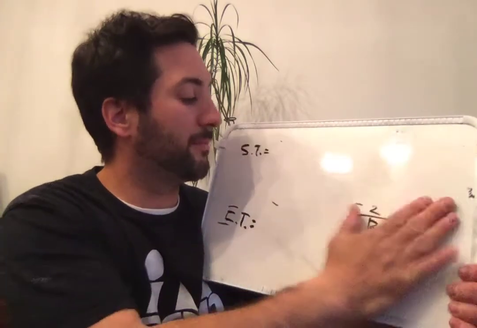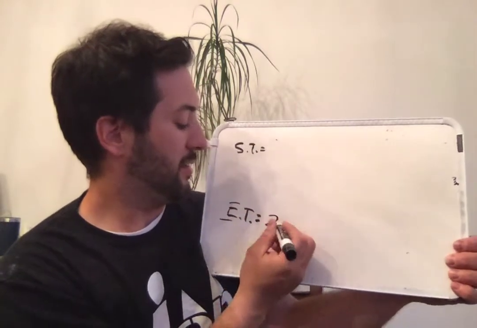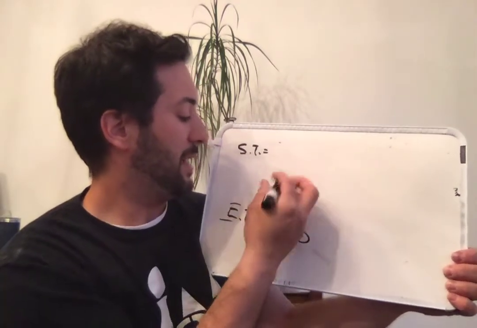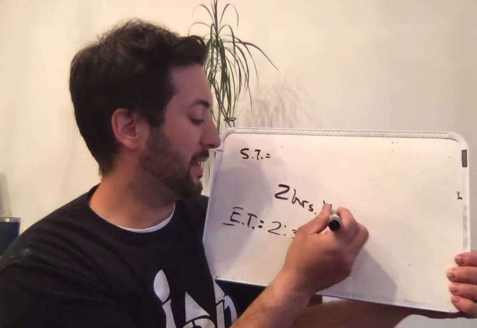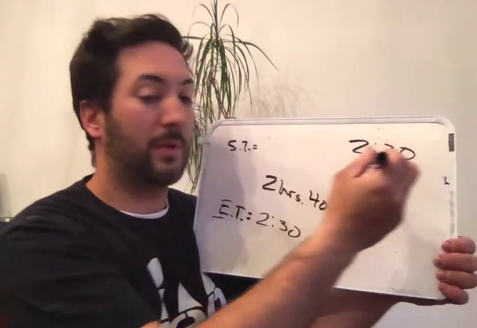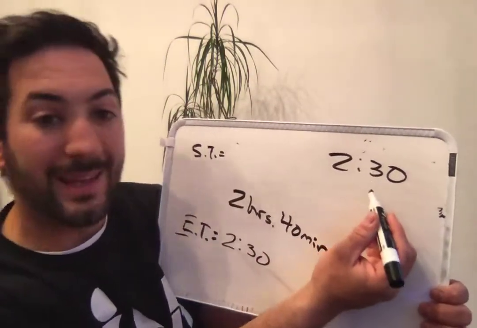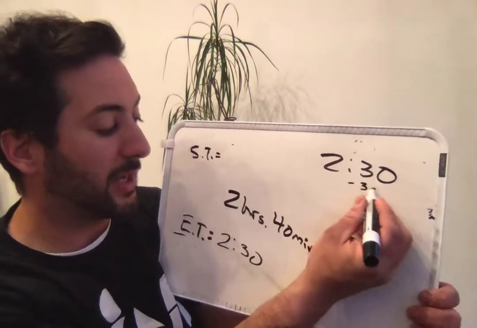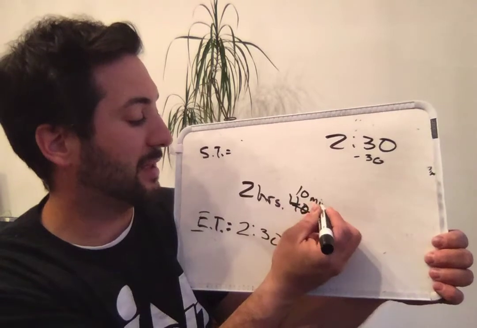Now, that was the easy one. Let's do a hard one, basically using the same kind of idea. We ended at 2:30 and 2 hours and 40 minutes have passed. So let's start at 2:30, okay? And let's get rid of 2 hours and 40 minutes. But look, all that we can take away is 30. So let's just take away 30 out of the 40. So 40 minus 30 is 10. I'm going to have 10 minutes left over.